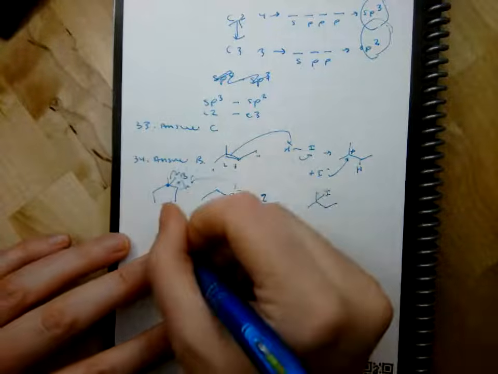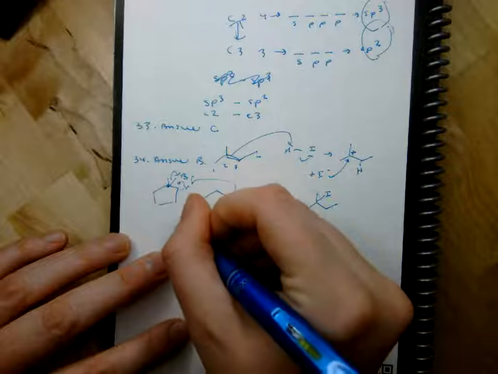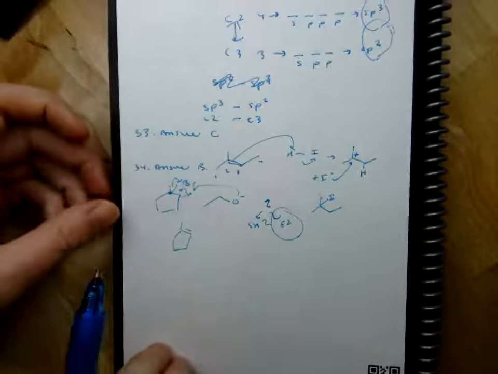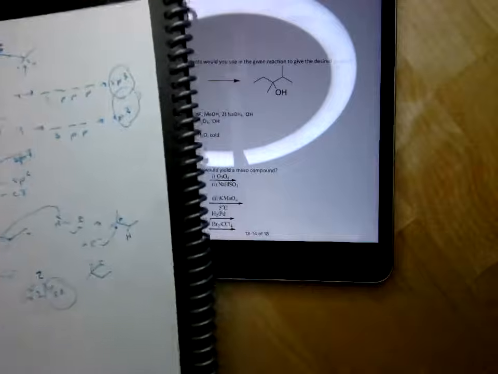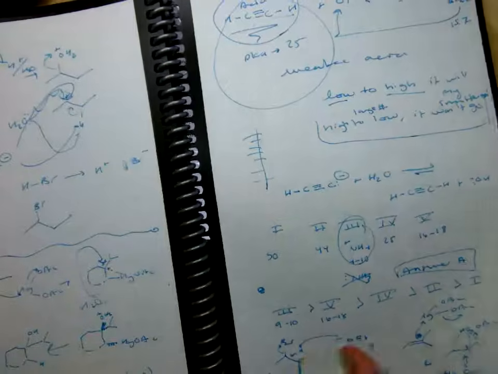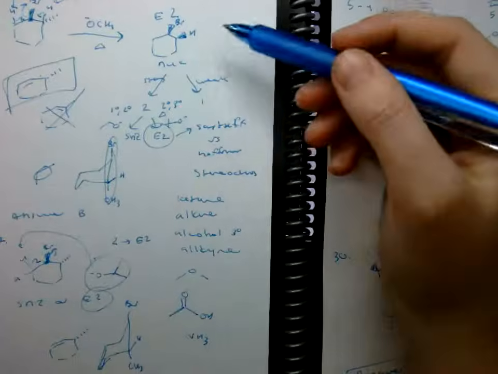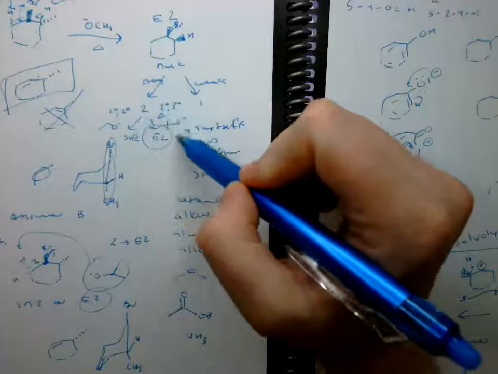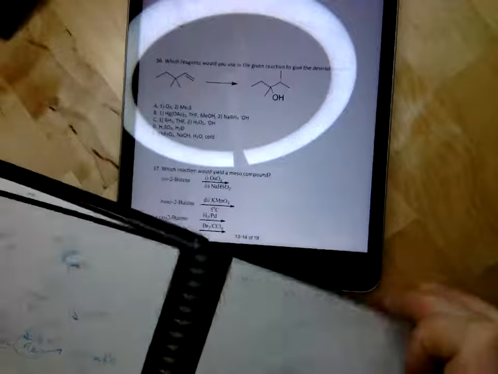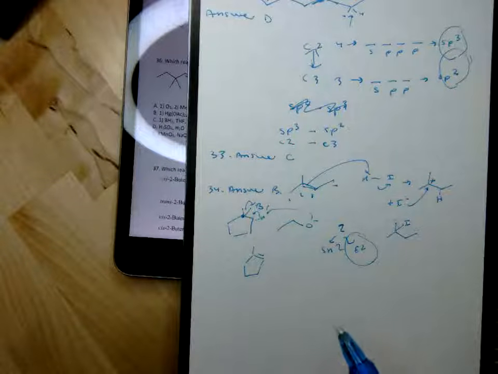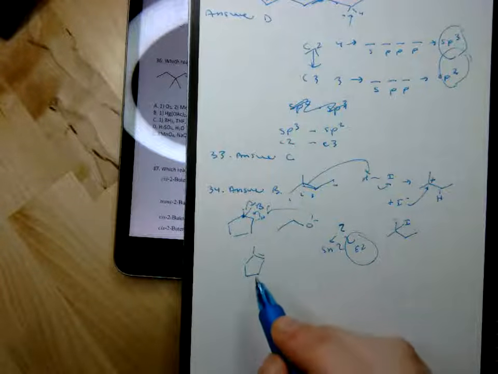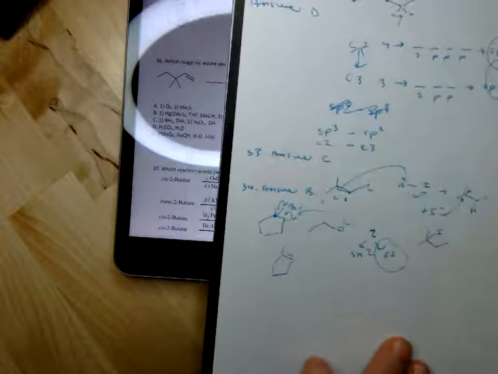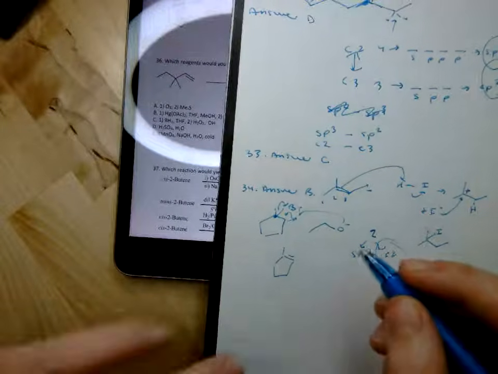If you think about the chart I've made all the way back in the day, I drew it out somewhere in here. Primary and secondary is on SN2, secondary and tertiary is on E2. So this being a tertiary really makes me think it goes for E2. It could do Zaitsev or Hofmann product theoretically, but because it's more narrow, I think it's going to be the more substituted.